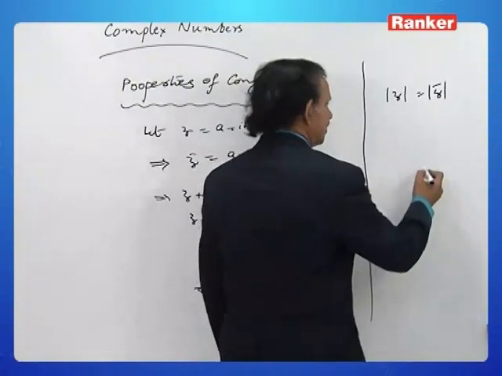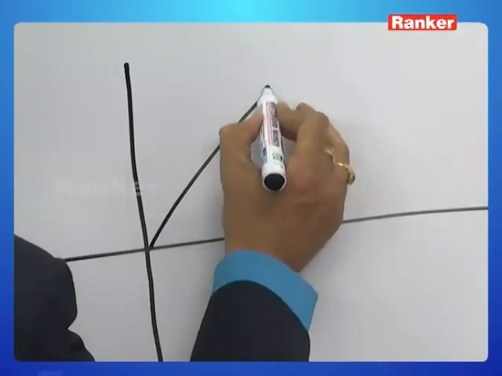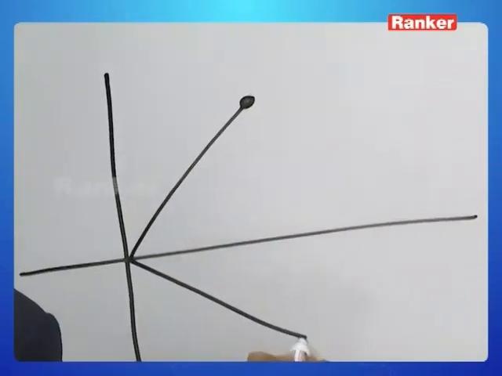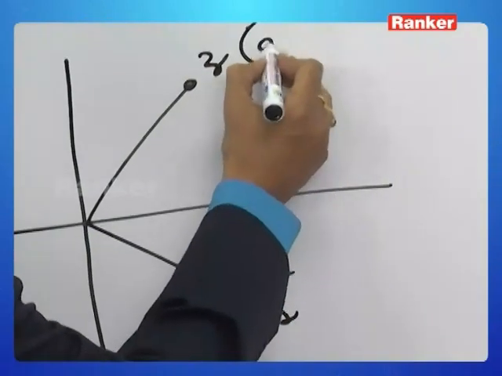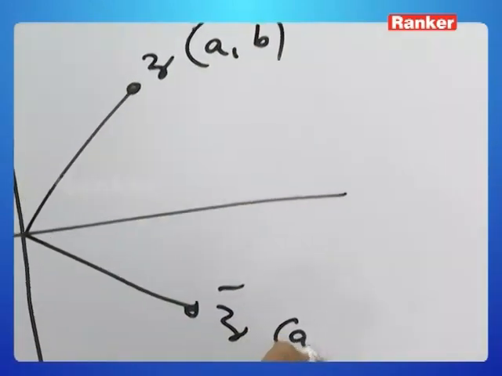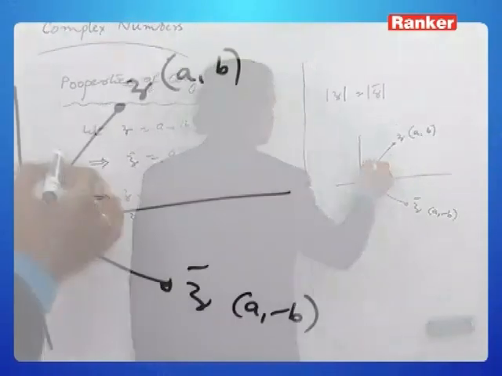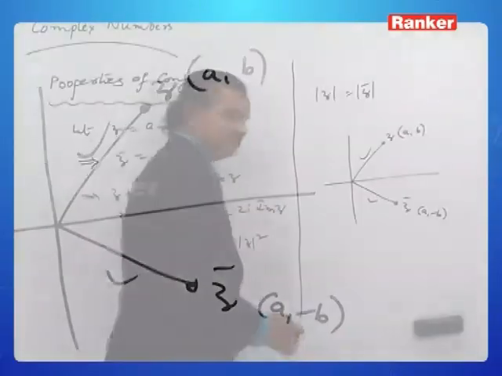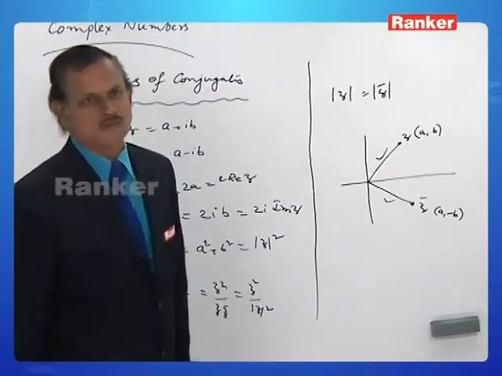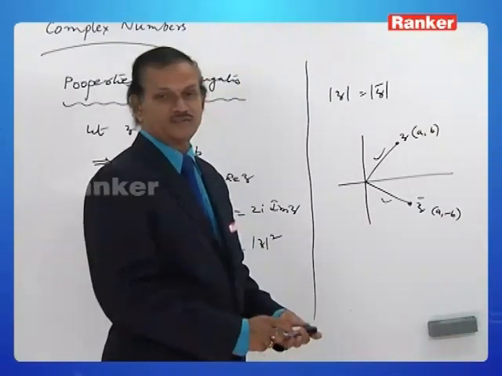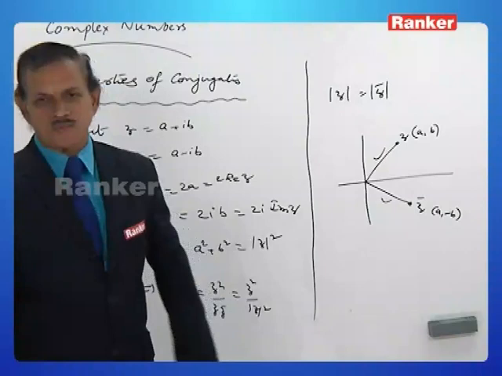Why? Because you observe this diagram. If this is Z, automatically this is Z bar. So this distance is equal to this distance, that is mod Z is equal to mod Z bar is equal to root of A square plus B square. Mod Z is equal to mod Z bar. Now let us go through some more properties.